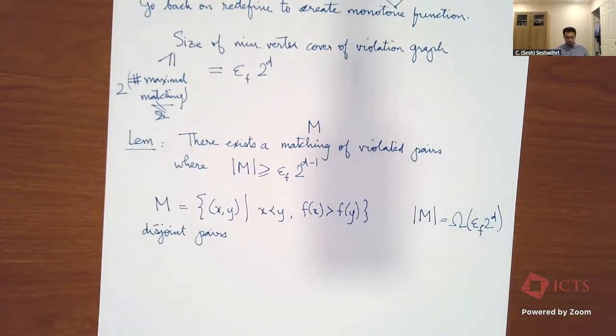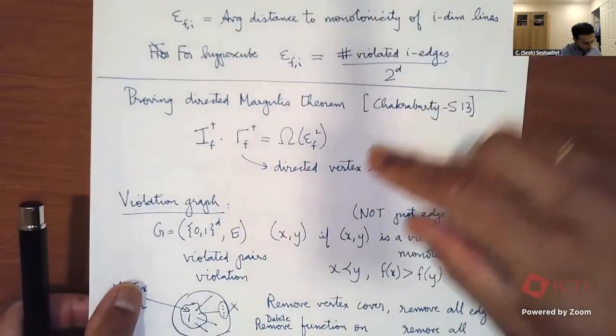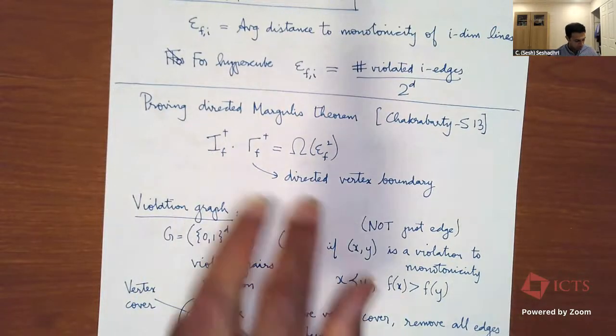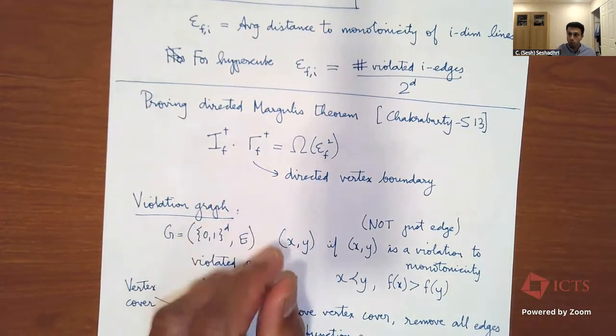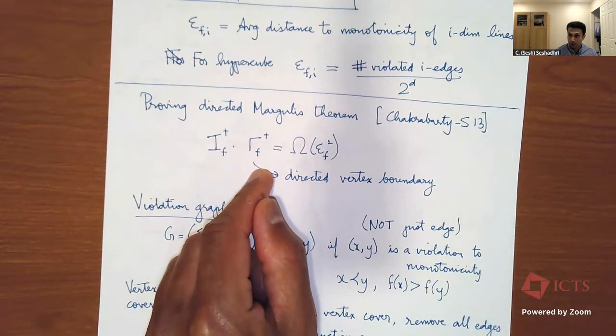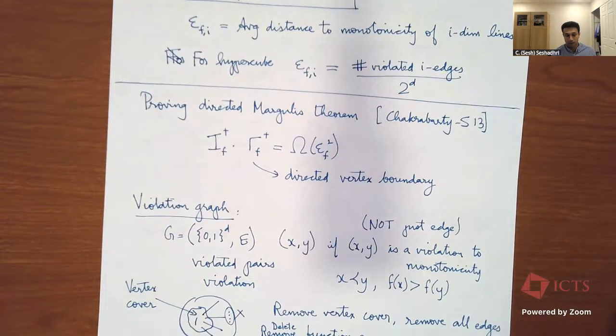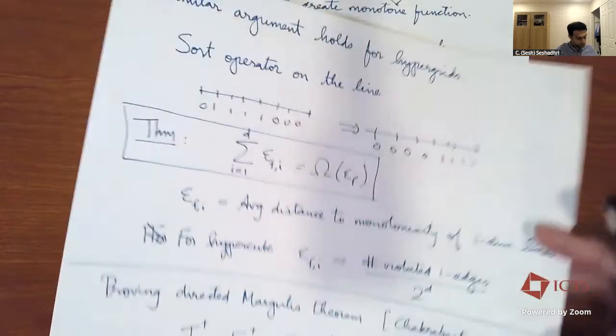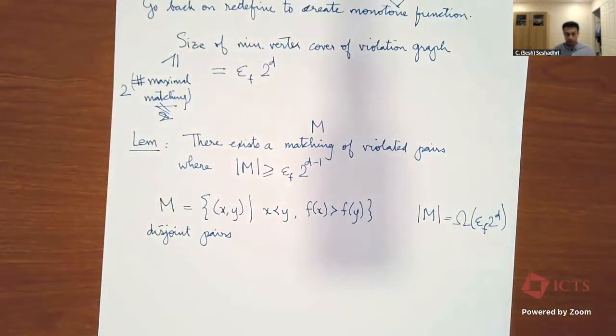Now what we're going to do to prove the directed Margulis theorem is to use this matching. And what I'll actually do is give you two bounds, one for the influence, one for the directed vertex boundary, and we'll multiply them to get our final bound. So the first thing we're going to do is actually get a strengthening to the point. By the way, I should pause and say, are there any questions at this point? Please stop and ask me.